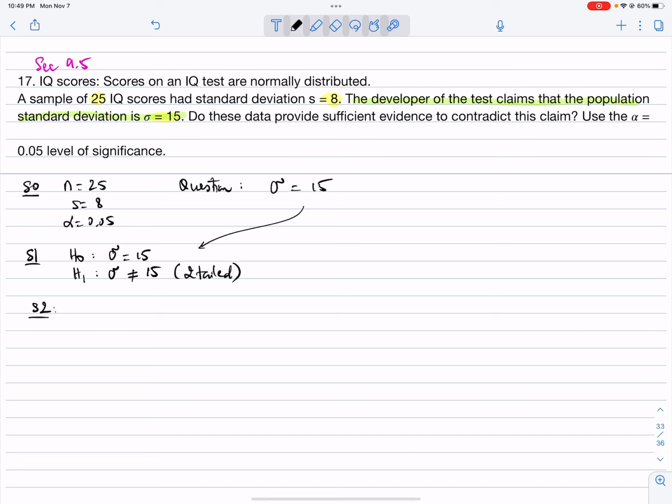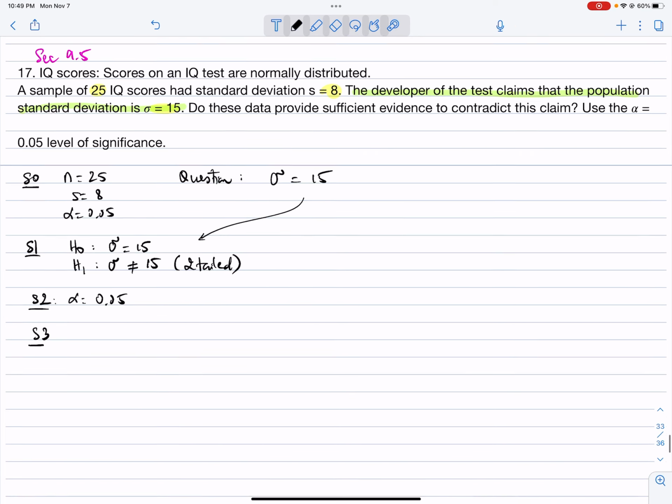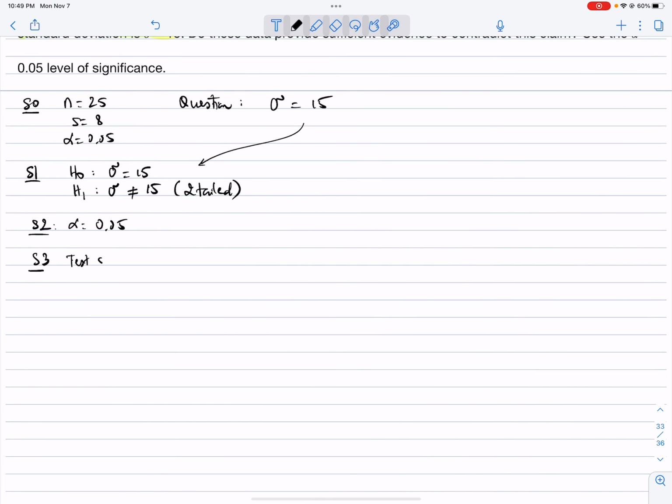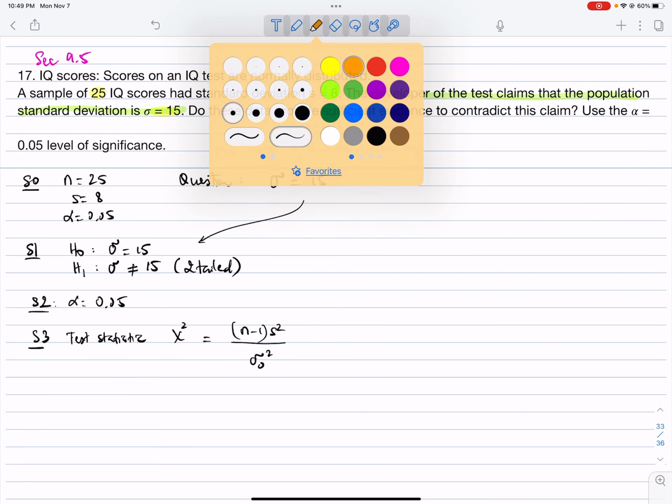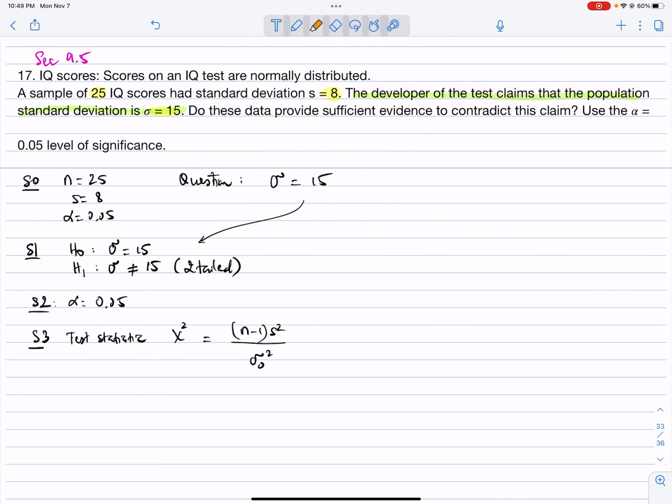Step number 2 is we choose alpha, which is 0.05. Step number 3 is the test statistic. We use the formula chi-square equals n minus 1 times s squared divided by sigma naught squared. We use this formula because the question said to test the claim about the standard deviation. So this is the chi-square formula for standard deviation.